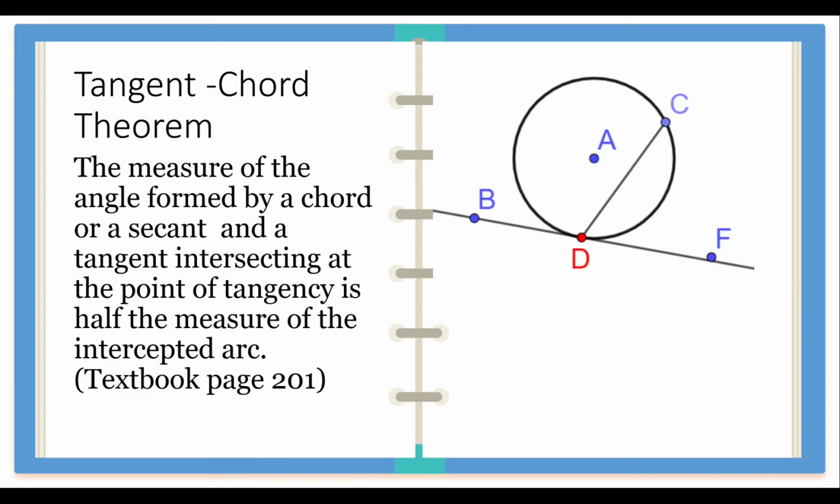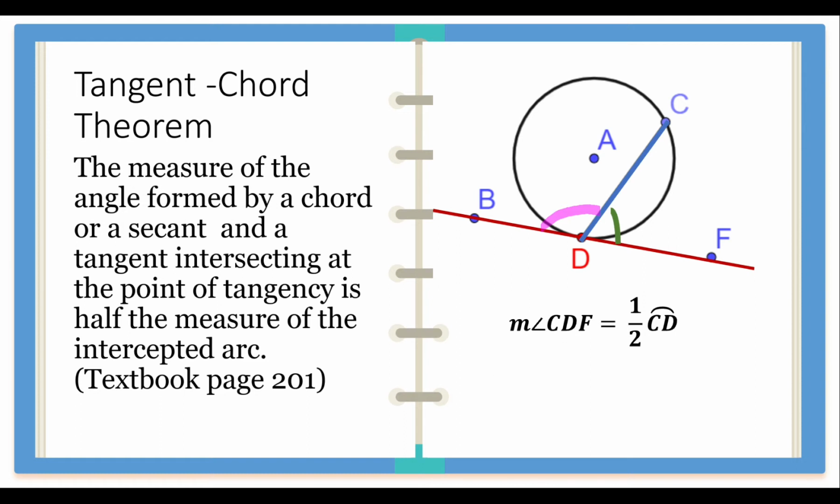We have a circle A. We have the tangent BF. It's actually a segment intersecting the circle at point D, called the point of tangency. We have CD, that segment there, a chord intersecting the tangent at the point of tangency. There are actually two angles that are formed. We have the angle BDC, which is this angle here, and we also have the smaller angle, which is angle CDF. We will concentrate on the green angle.